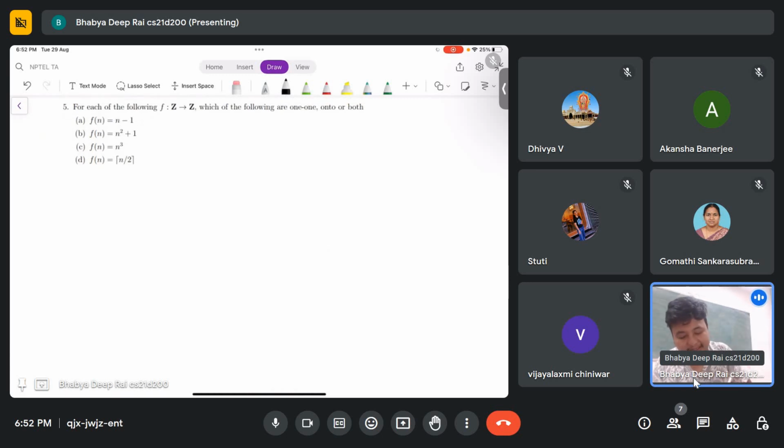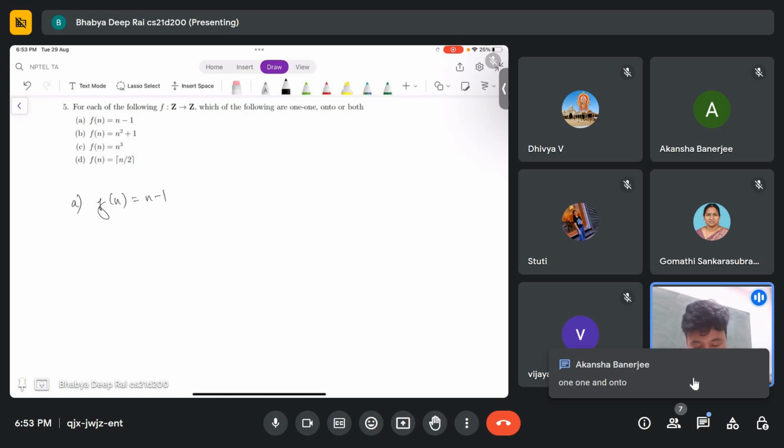Okay. So yeah, let's look at the next question. Next question says f of n equals n minus 1. Which of the following are 1-1, onto, or both? So can you tell me for A, f of n equals n minus 1? Can you tell me it maps integers to integers? Okay. Is it 1-1, onto, or both? F of n equals n minus 1. Is this 1-1? Is this onto? Is it both?